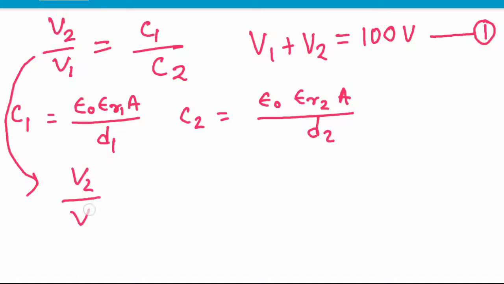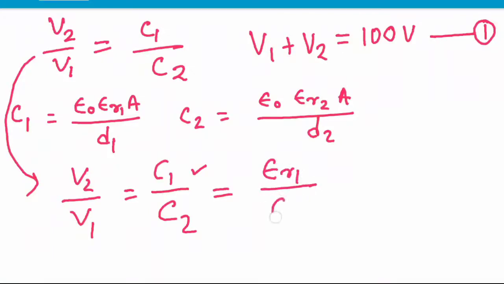V2 by V1 will be equal to C1 by C2. When I put C1 and C2 in this ratio, what will happen? Epsilon naught will be cancelled out in both, and A will also be cancelled out. So there will be only epsilon R1 by epsilon R2 into D2 by D1. This is the thing.